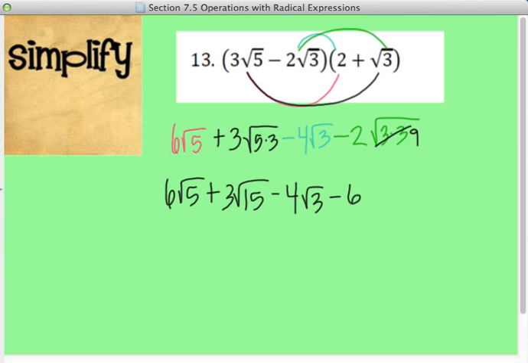Then I will go ahead and combine my like terms. Well, if I look at it, my radicals, the first one's the square root of 5, then 15, then 3, and then we have a number. So I can't combine any of those. So there is my solution.